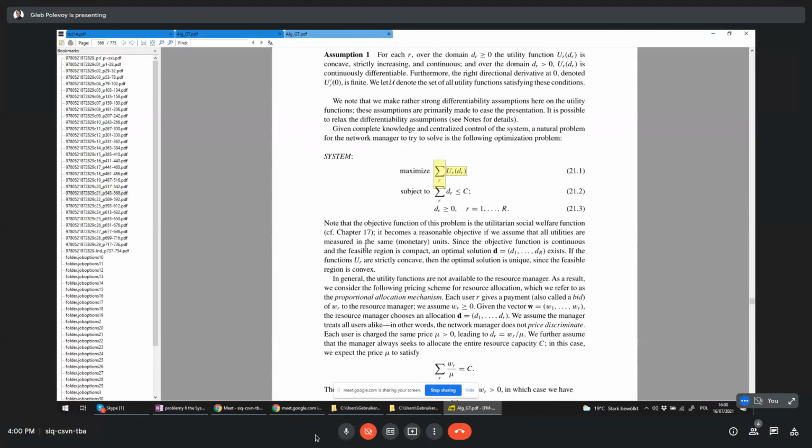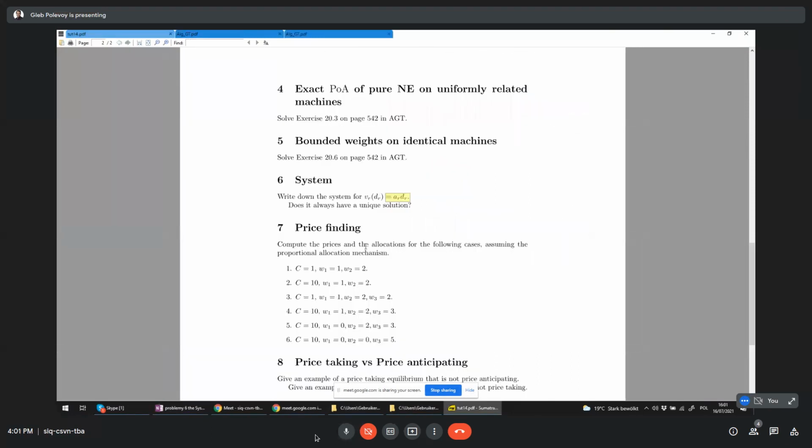But maybe it's actually always unique, or maybe not. So is it always unique? If not, give an example. If yes, prove. I remind you that the utility functions we use here are not strictly concave. They are linear, so they are both concave and convex, but not strictly concave or convex.